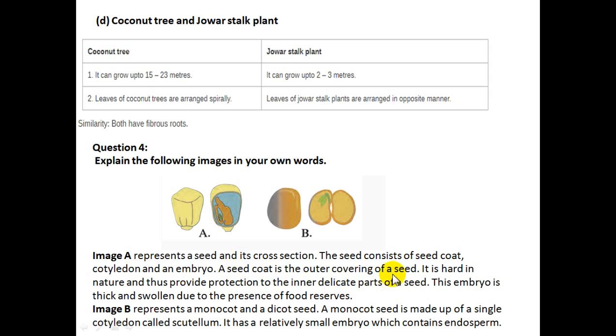A seed coat is the outer covering of the seed. It is hard in nature and thus provides protection to the inner delicate parts of the seed. The embryo is thick and swollen due to the presence of food reserves. Image B represents a monocot seed. A monocot seed is made up of a single cotyledon called scutellum, and it has a relatively small embryo which contains endosperm. Okay, so this is called endosperm.